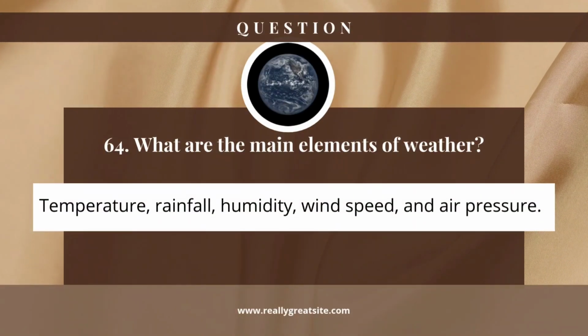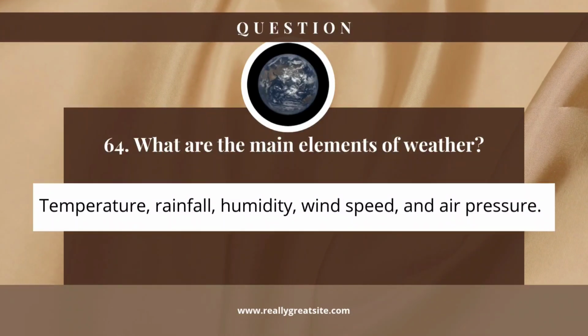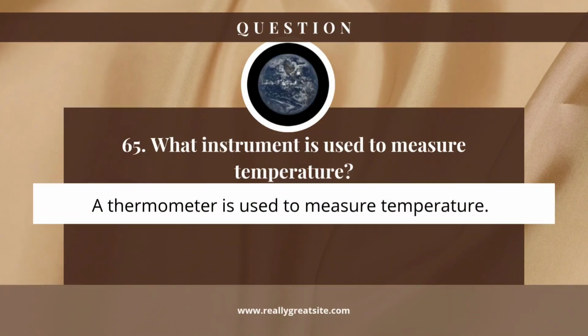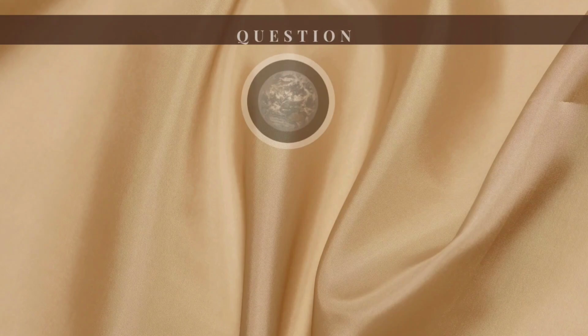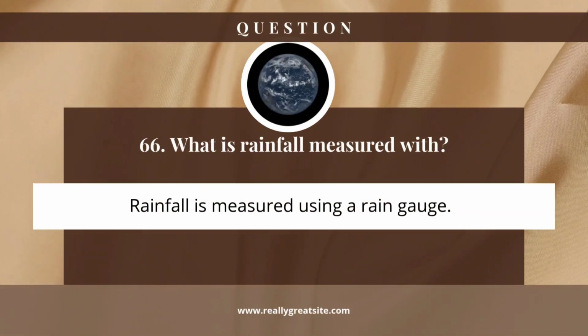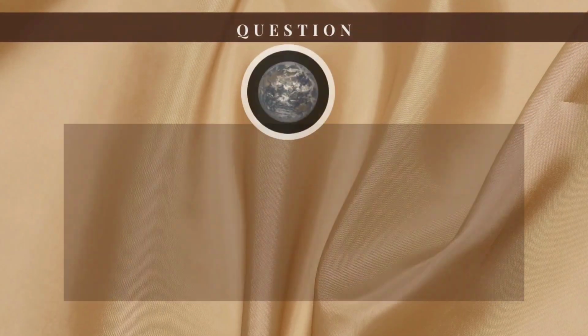64. What are the main elements of weather? Answer: temperature, rainfall, humidity, wind speed, and air pressure. 65. What instrument is used to measure temperature? Answer: a thermometer is used to measure temperature. 66. What is rainfall measured with? Answer: rainfall is measured using a rain gauge.